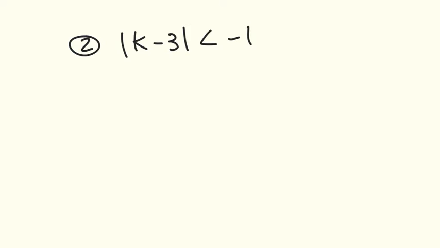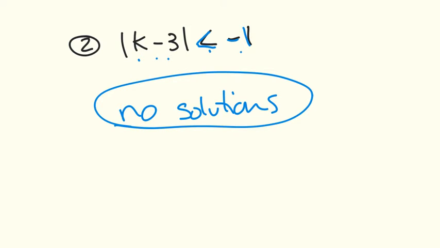All right, here, absolute value of k minus 3 is less than negative 1. Now, think about this. Absolute value could never be less than negative 1. So no matter what I put in for k, doesn't matter what this turns out to be, its distance will never be less than a negative number because distances are always positive. So this one has no solutions. All right, absolute value can never be negative.